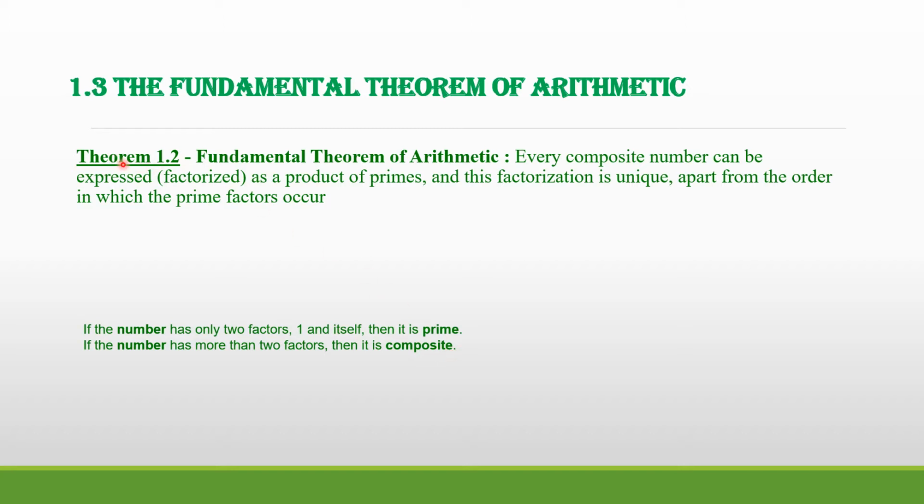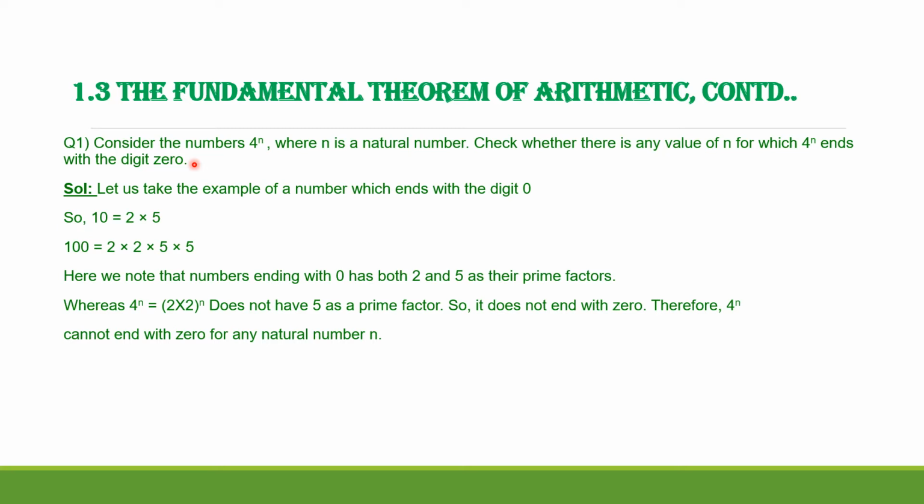Now let's read what the Fundamental Theorem of Arithmetic is. Every composite number can be expressed or factorized as a product of primes, and this factorization is unique apart from the order in which the prime factors occur. In the next slides we will look at the questions. Based on those you will be able to easily understand the meaning of the arithmetic theorem. Moving to the next, here comes question 1.